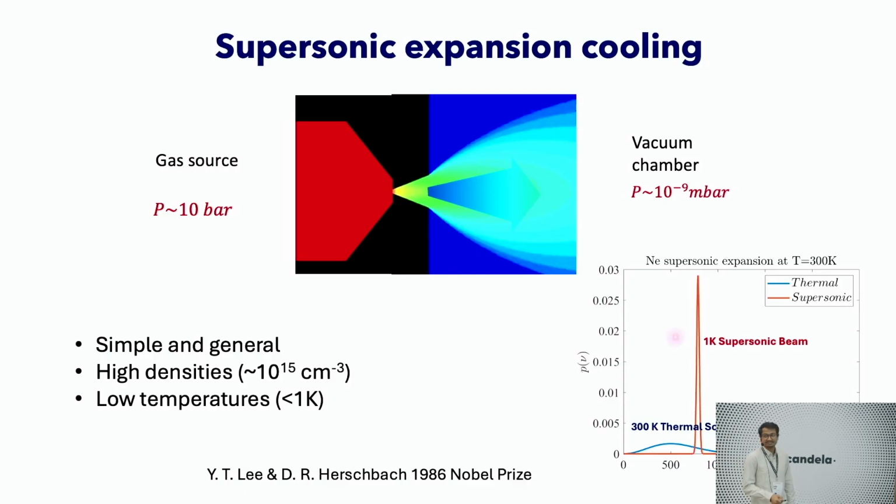But what is the problem over here? There is no free lunch. They are really cold, but they're really fast. The beam is traveling at around 500 meters per second. This is the neon over here. It's not sitting at zero velocity. So how do we cool the molecules to reach lower collision energies?